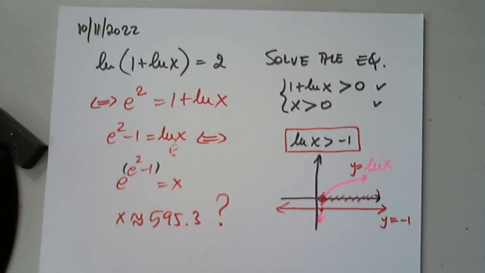Second answer. Close the parenthesis and close another parenthesis. So this is what we were given from the get-go: natural log of 1 plus natural log of this number. When I hit enter, I must get 2. If the answer is not 2, then 595.3 is incorrect.